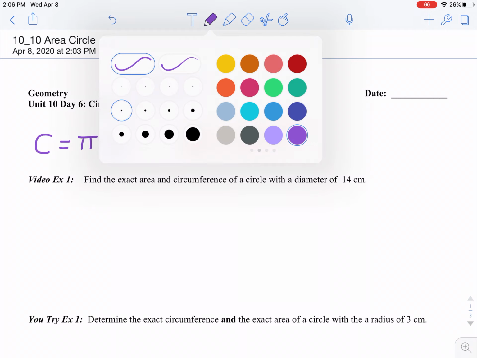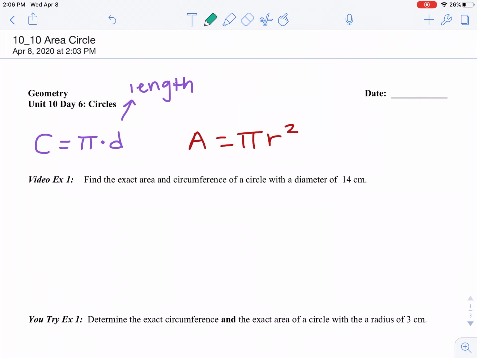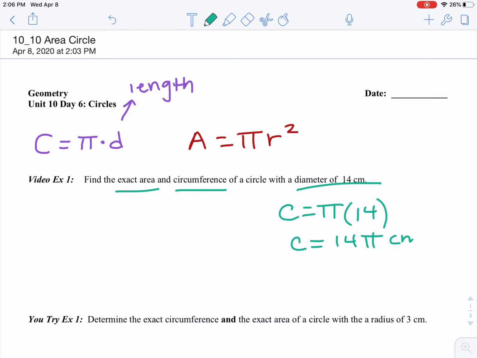So we're just going to dive right in. This question says, find the exact area and circumference of a circle with a diameter of 14 centimeters. When I take a look at that, it asks me to find the area and the circumference. So it doesn't really matter which one I start with. Since I'm given the diameter, I could do that first. Circumference equals pi times diameter of 14, and so I get my circumference to be 14 pi centimeters.